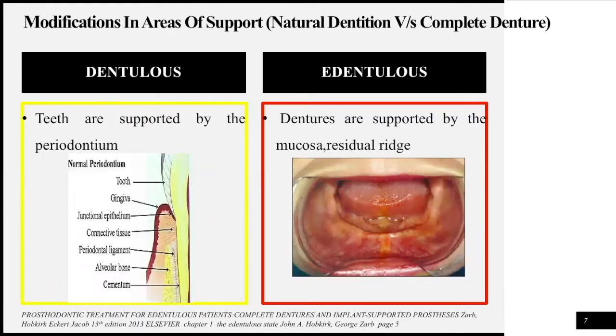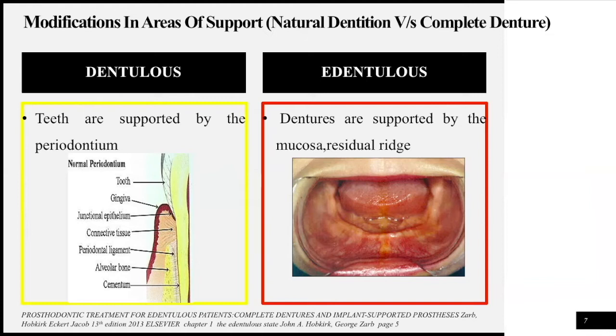Coming to modifications in area of support, in the dentulous state, the periodontium attaches the tooth to the bone of the jaw, providing a resilient suspensory apparatus and resistance to functional forces. It is comprised of hard and soft tissue, that is the PDL and the lamina propria, and the hard cementum and bone.